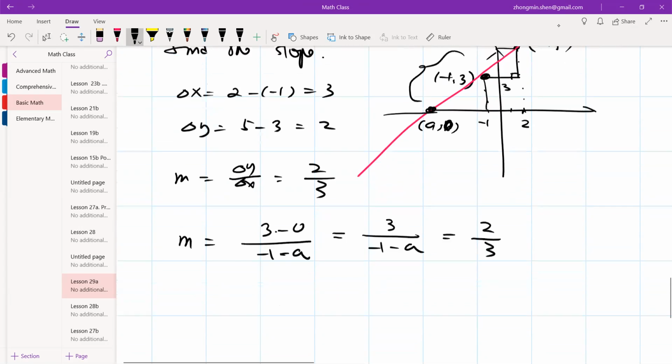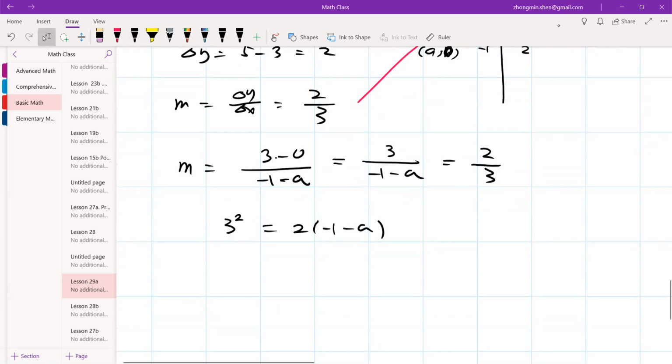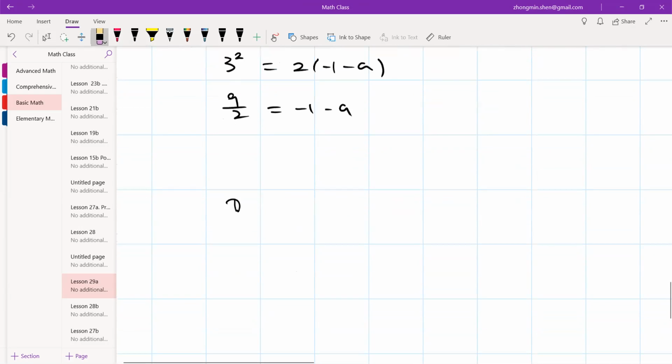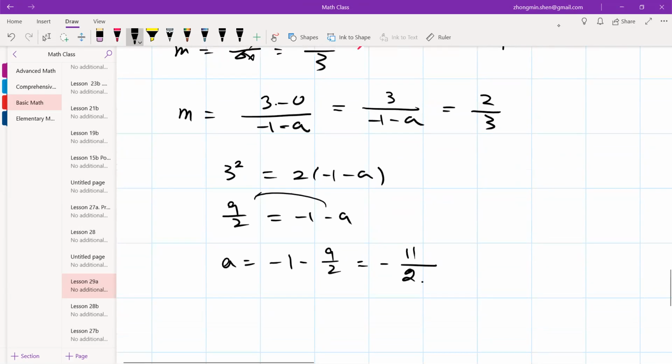Now you simplify this. Let's do the cross multiplication, so 3 times 3 equals 2 times (negative 1 minus a). You can solve it by dividing by 2: 9 over 2 equals negative 1 minus a. Then I can get a. Move a to the left-hand side, and you get a equals negative 1 minus 9 over 2, which is negative 11 over 2. So this is the x coordinate of the intersection point.